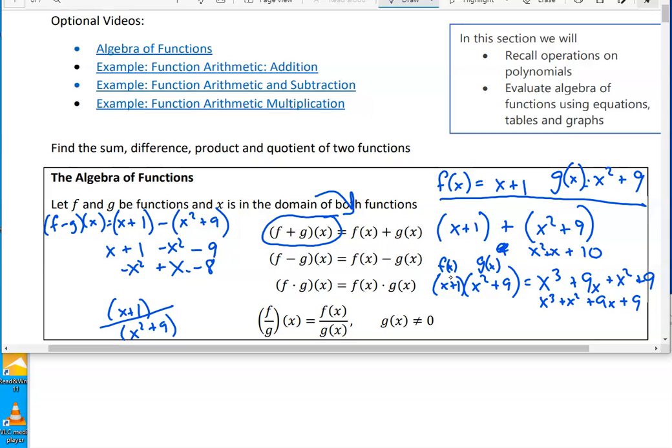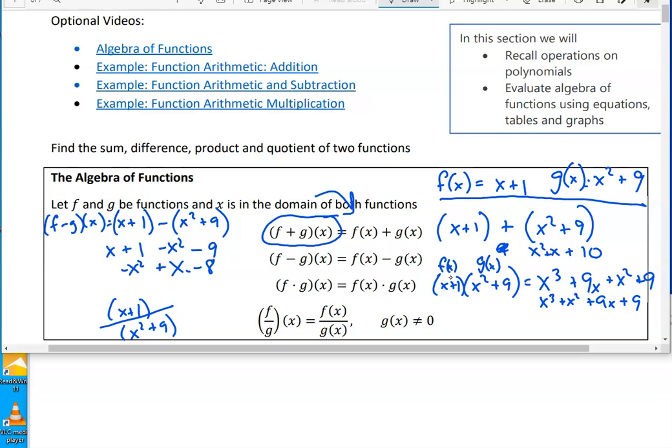This is usually the hardest because you can't simplify that very well, so we just leave it that way and when we know what our x is, then we'll do the division. So you can leave it like this until someone says, okay, find when x is 0, what do I get? Or when x is 3, what do I get? But otherwise, we leave it in this form. There's no way to simplify that any further.